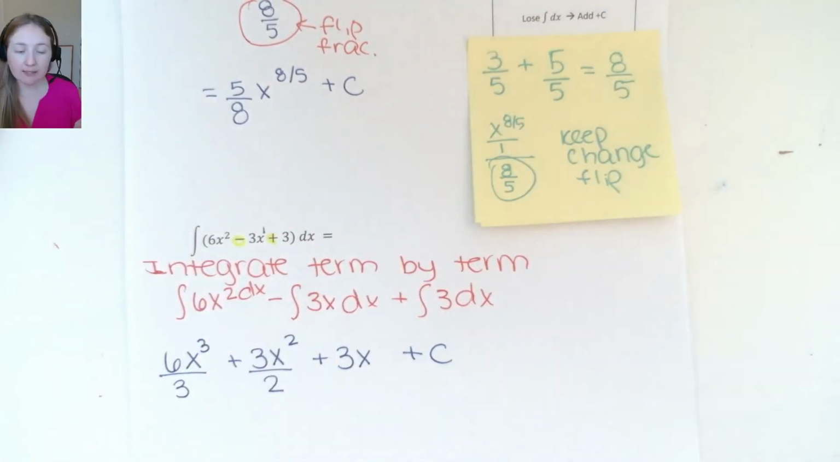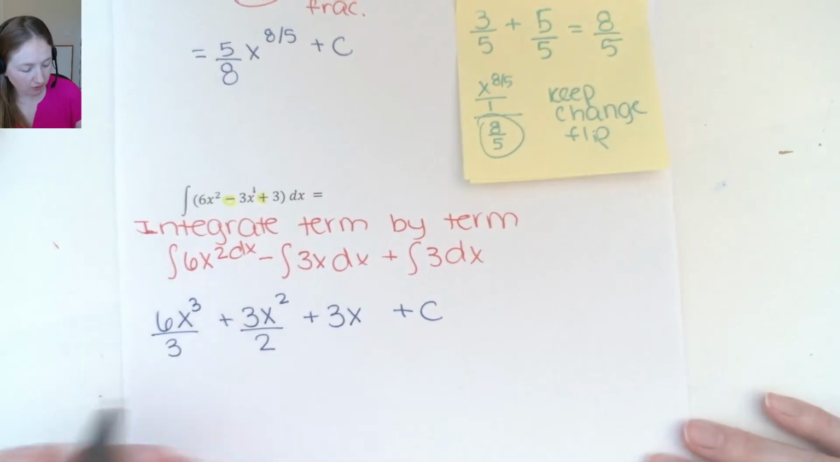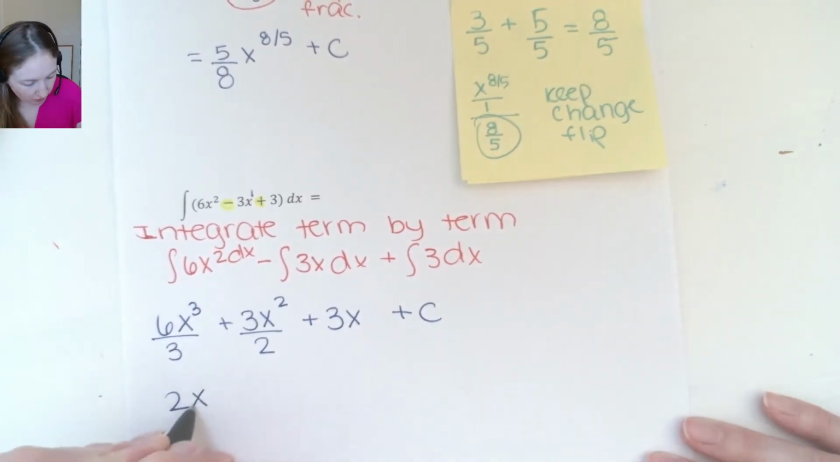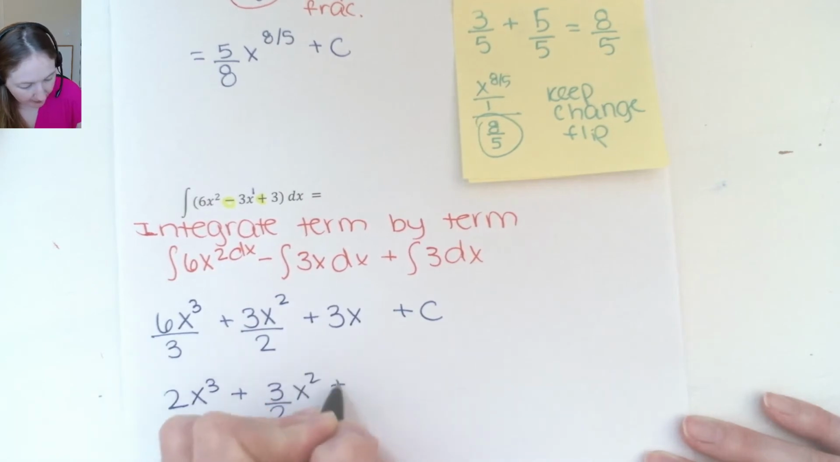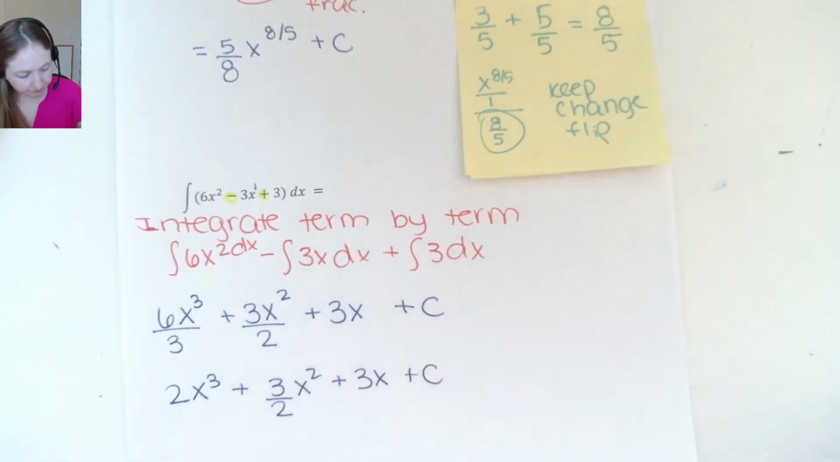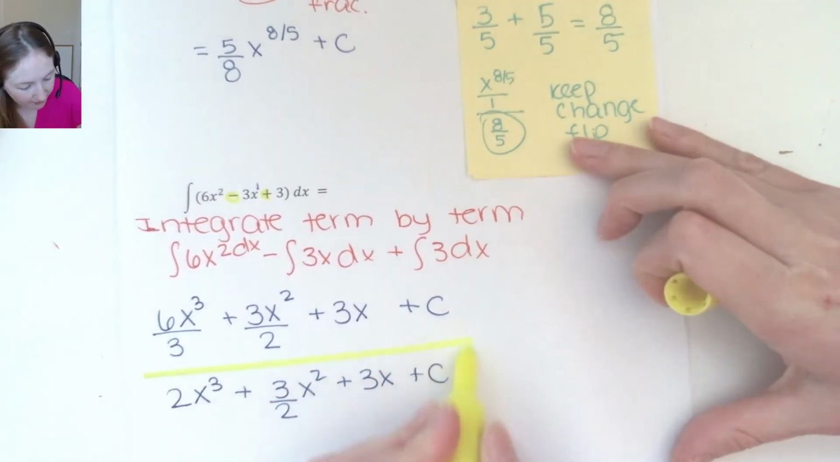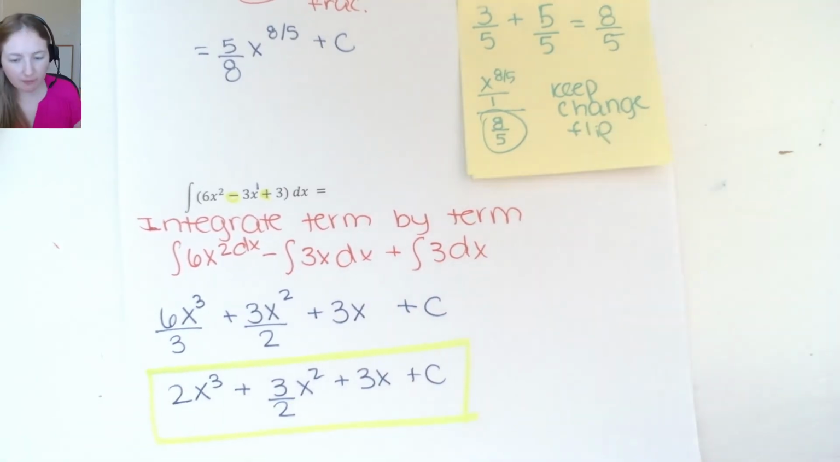Of course, you can simplify and you want to simplify. The 6 over 3 will give you a 2x cubed, plus the 3 halves does not simplify, and then the 3x plus c.